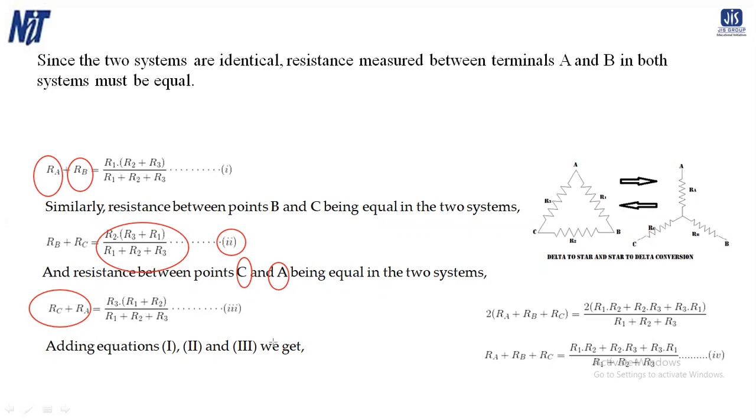Now adding equations 1 to 3, we get 2 into RA plus RB plus RC equals 2 into R1 R2 plus R2 R3 plus R3 R1 divided by R1 plus R2 plus R3, and then RA plus RB plus RC will be equal to R1 R2 plus R2 R3 plus R3 R1 divided by R1 plus R2 plus R3.